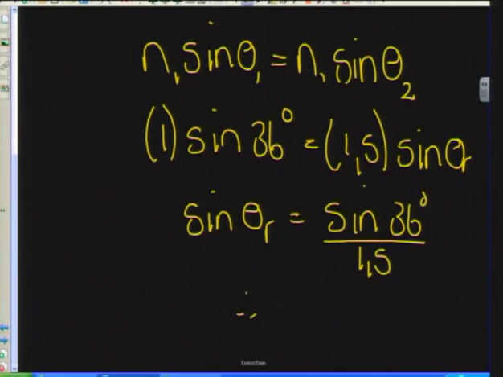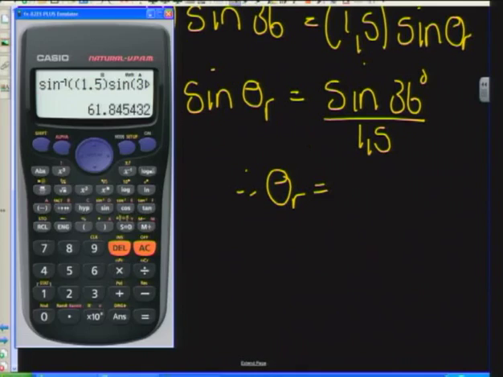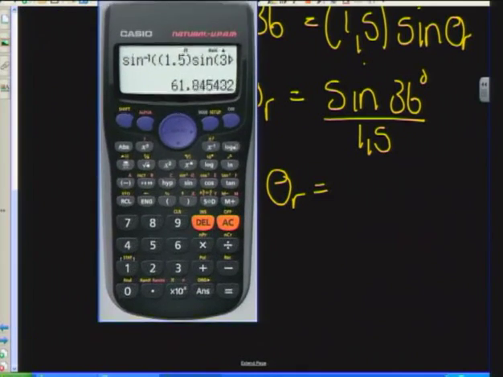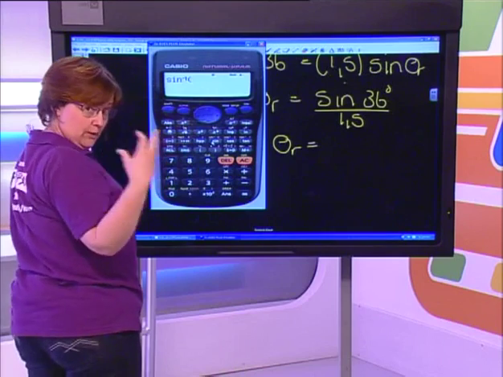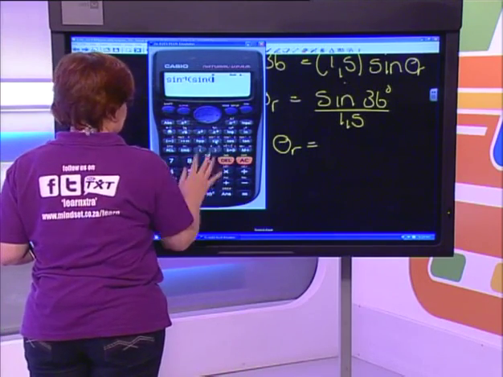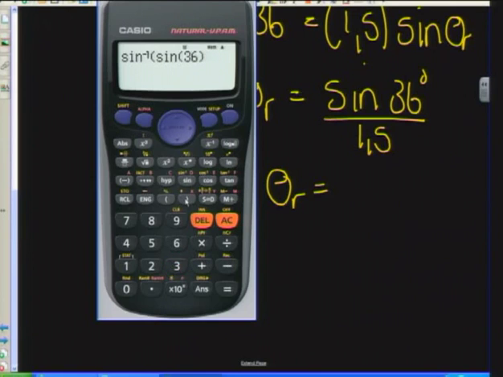So, my angle of refraction. Let's do the calculator again. We're going to use second function sine, just like we did the last time. Now we're going to put in what goes inside, so it's going to be sine 36. Remember to close the bracket on the 36 so that your calculator knows that's the angle. Okay, so we'll calculate sine 36.